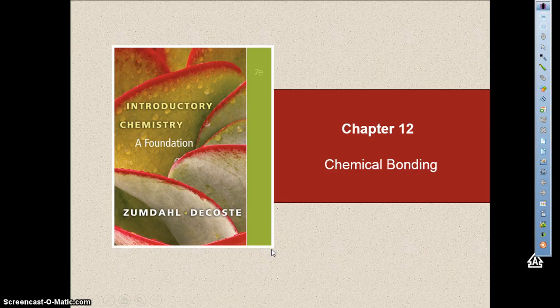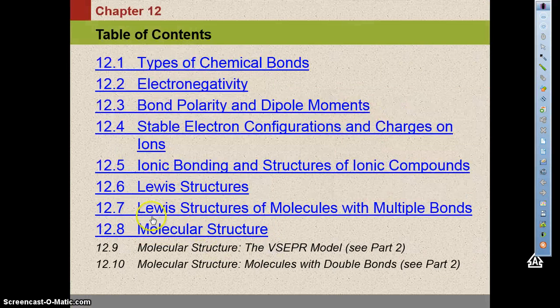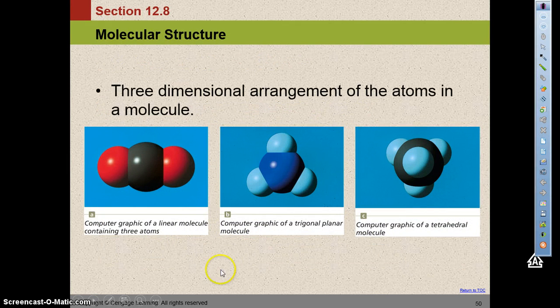Today in Chapter 12, Chemical Bonding, we're going to take a look at molecular structure, and we're also going to look at the VSEPR model with both single and double bonds and finish up the chapter. So let's start with molecular structure. By definition, a molecular structure is a three-dimensional arrangement of the atoms in a molecule.